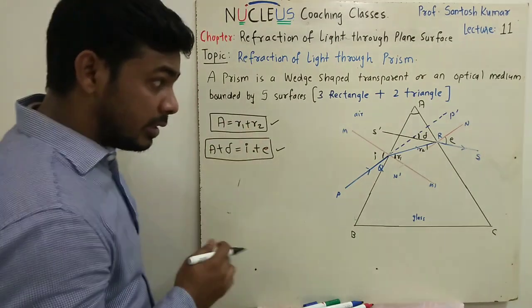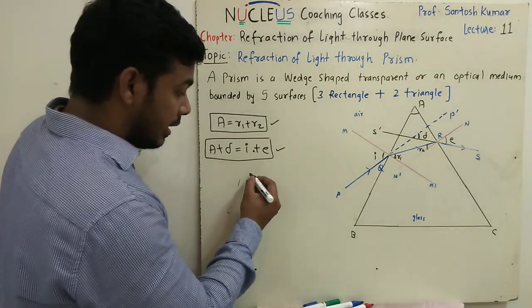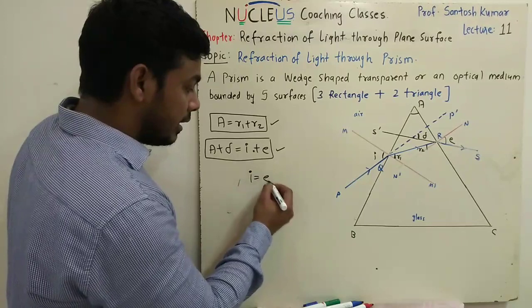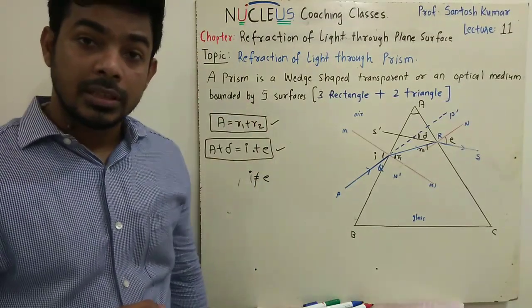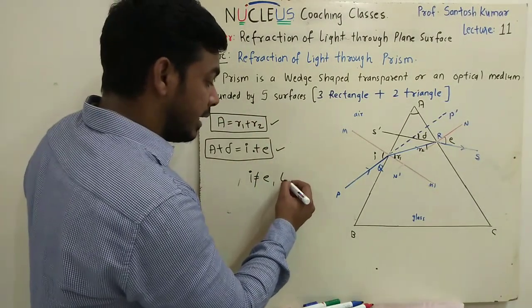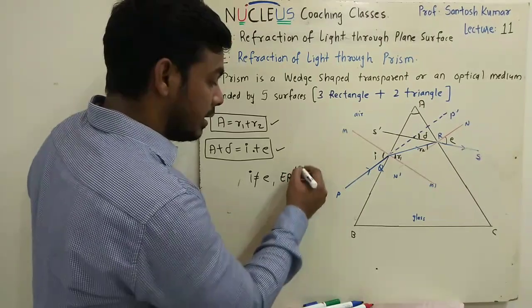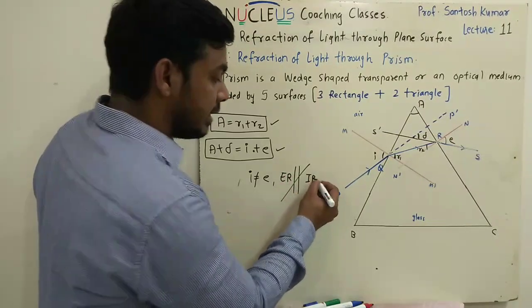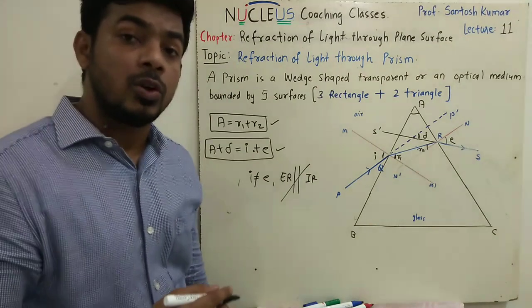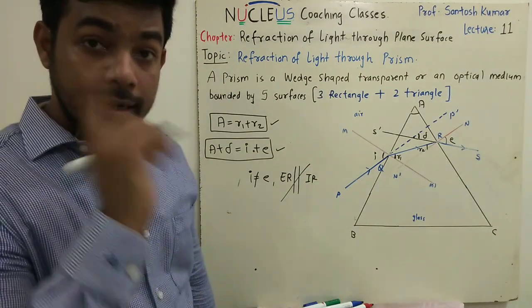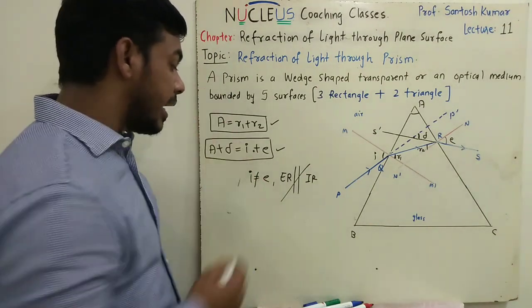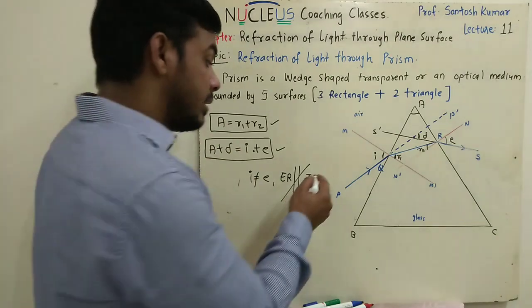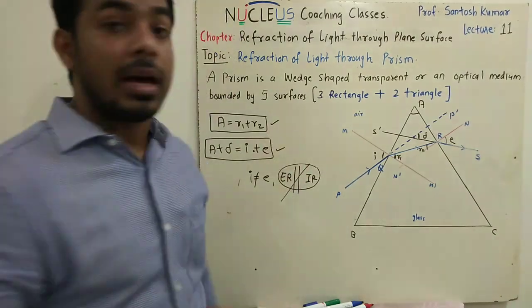So two important things also need to be considered. Here, the angle of incidence is not equal to the angle of emergence. Second, the emergent ray is not parallel to the incident ray. If I talk about refraction of light through a rectangular glass block, in that case the angle of emergence and angle of incidence were equal, and the emergent ray was also parallel to the incident ray.